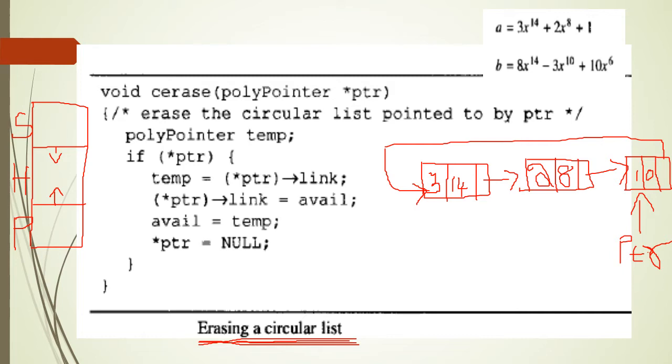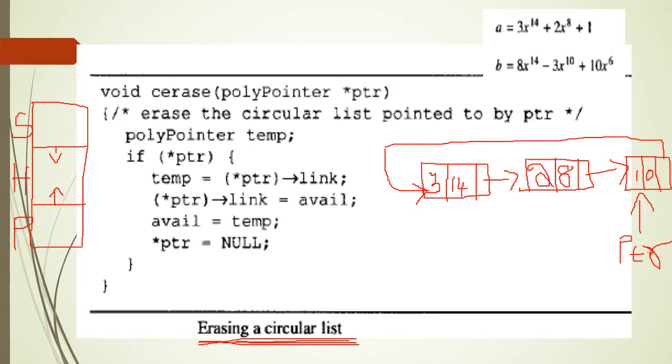Such nodes, that is the nodes which are returned back to the heap, are pointed to by avail. Avail is pointing to the list which contains the free nodes, the first node of the list which contains the freed nodes. So with that, we are using avail here.